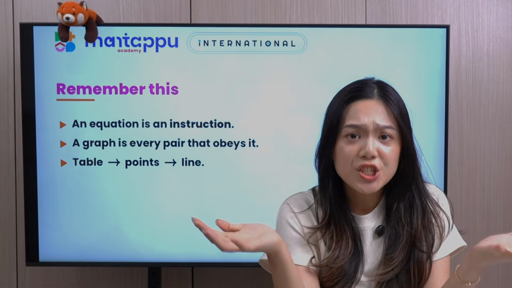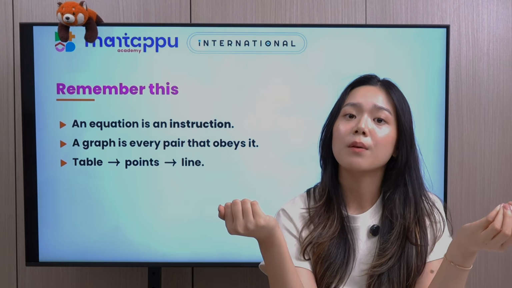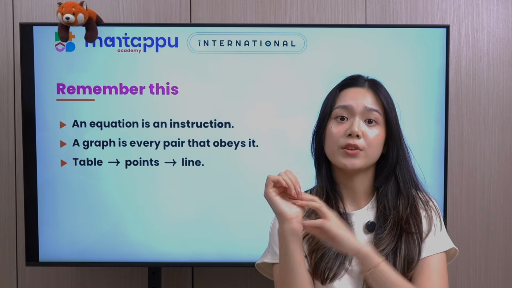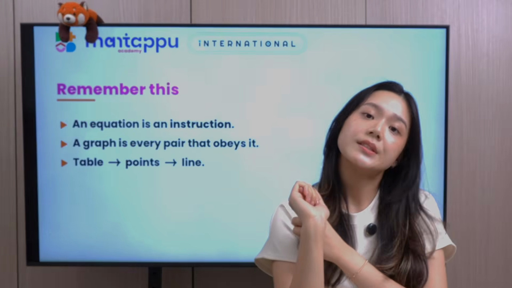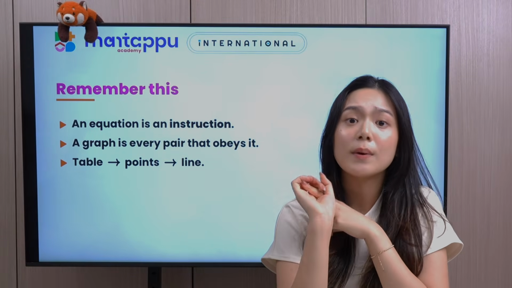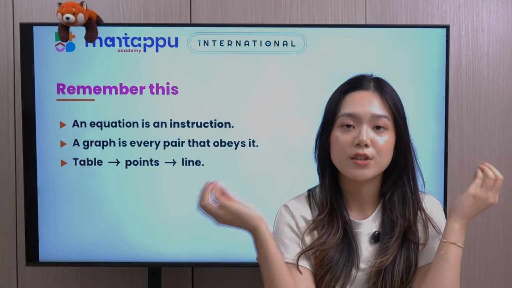So guys, this is just the tip of coordinate geometry. I show you how you build a line from the equation, but there's still a lot of other aspects to coordinate geometry. You still need to know about gradient. You still need to know how to get an equation from a line. You need to know about the features of a graph, like the y and x intercepts, and there's a lot of other things as well.